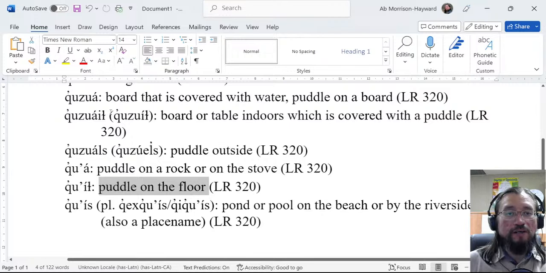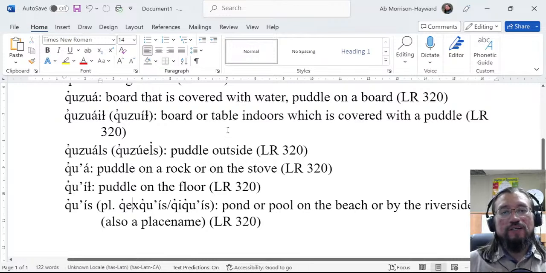You also see it here. K'oju'ith. K'owith. They both have to do with a puddle indoors. And that's signified by this I and tilde L, eth. And the last word is k'ois.